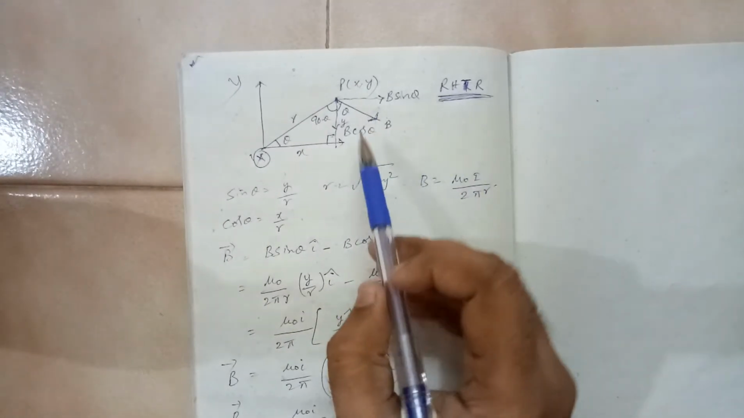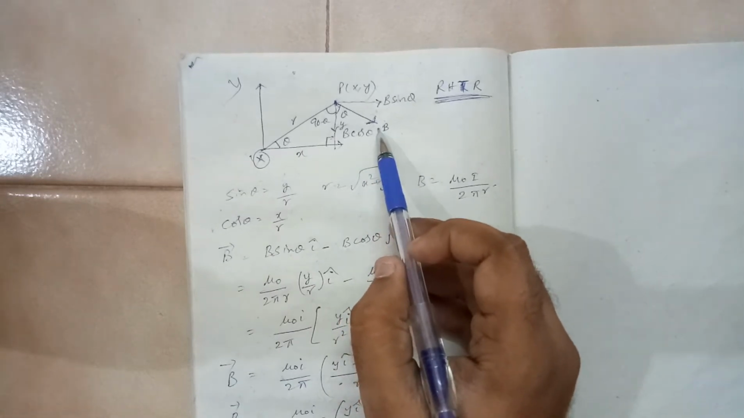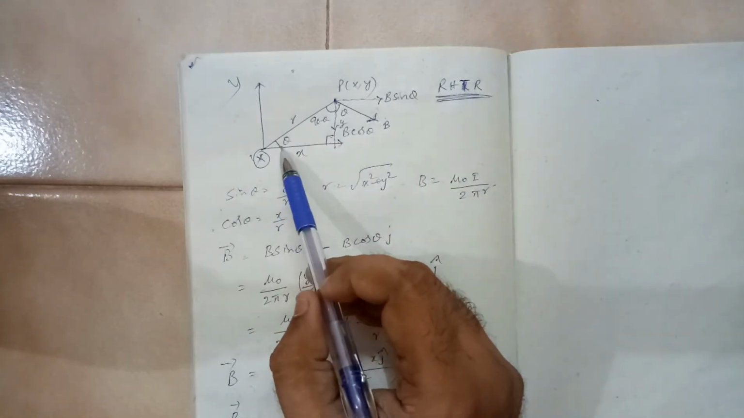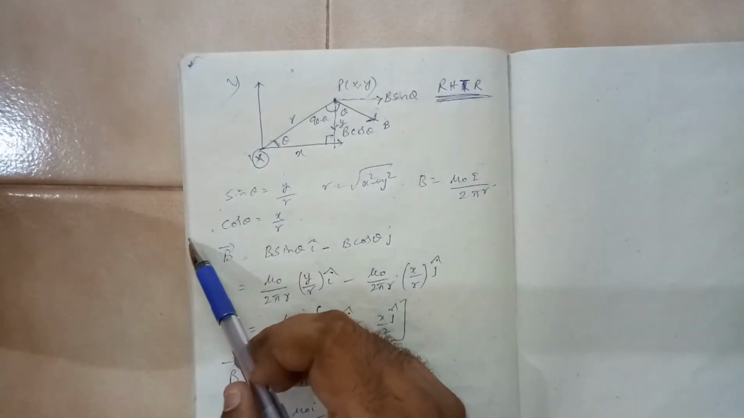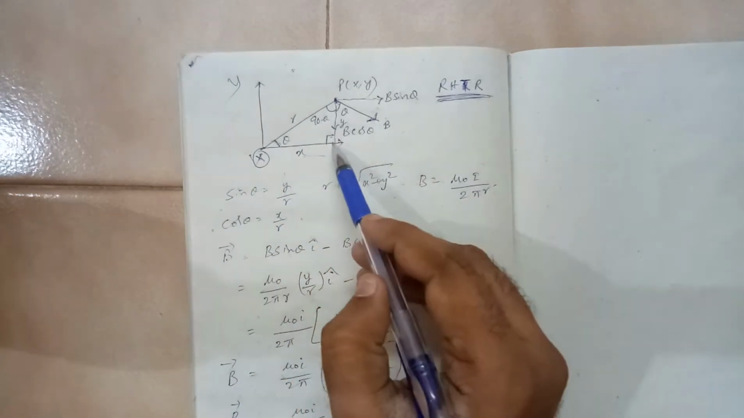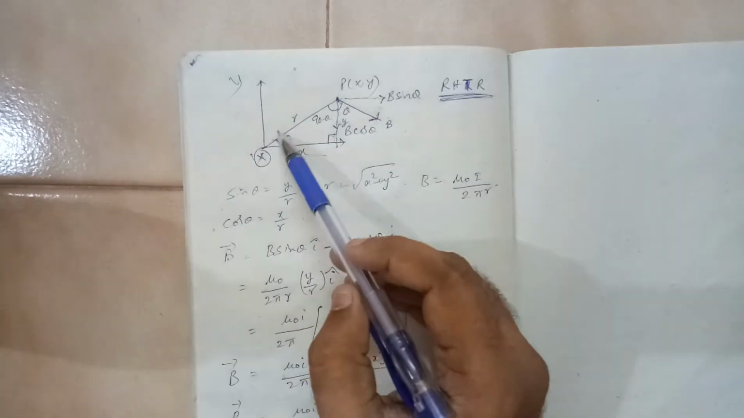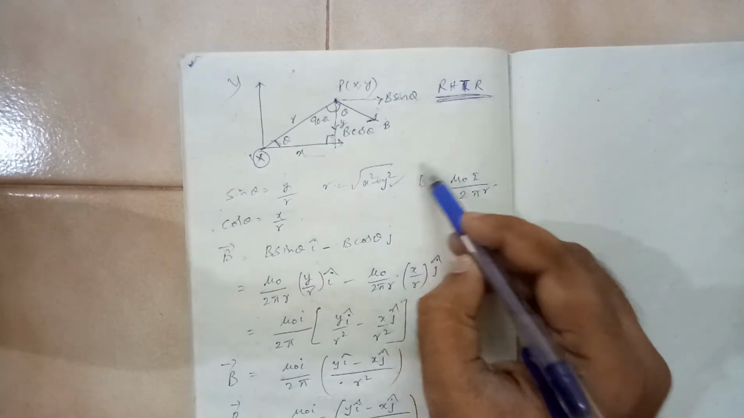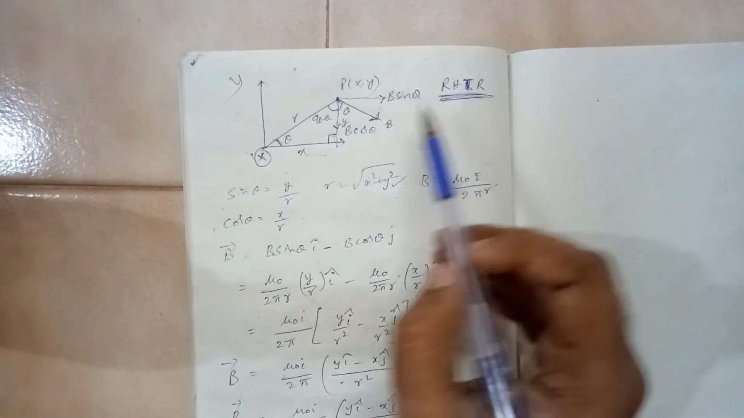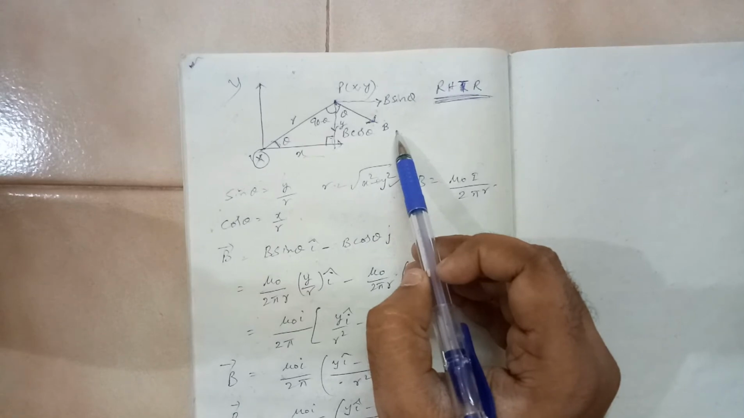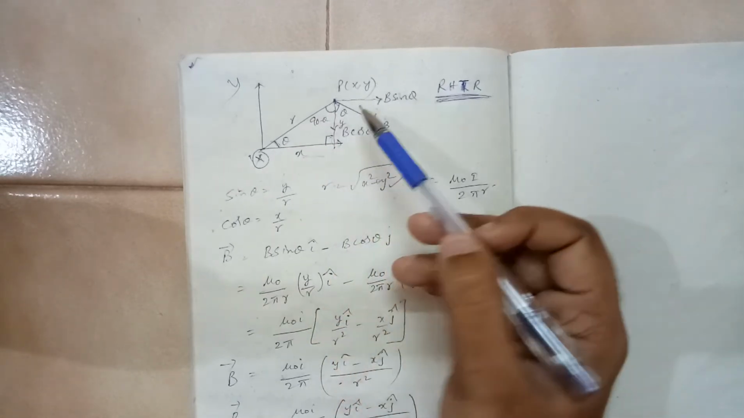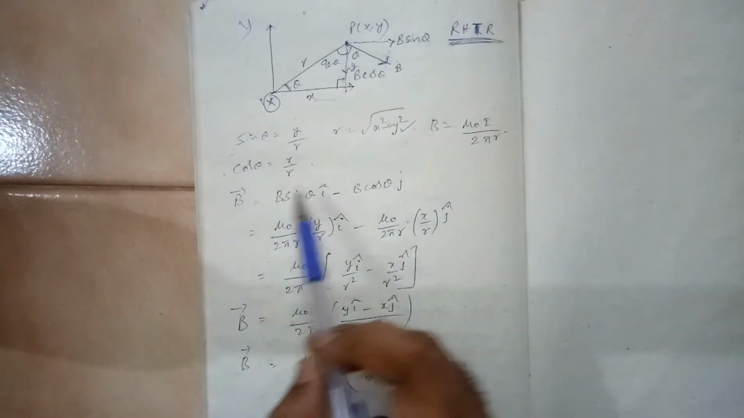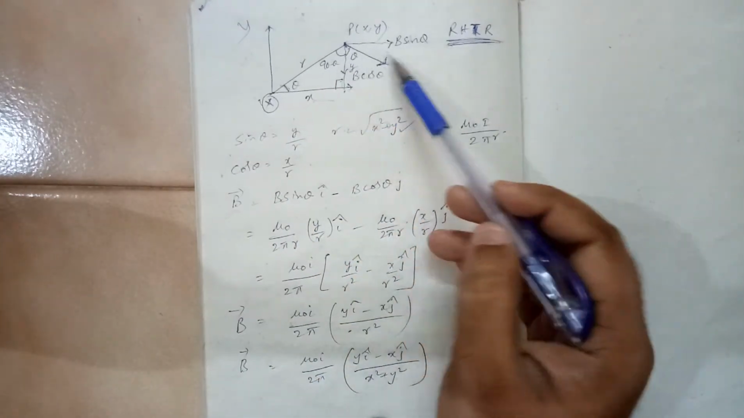Now we have to find the value of B. That means we are trying to find the B vector. So here, let us say it makes an angle theta with the x-axis. This is my x and this is my y. Let us say this is r, which is nothing but the hypotenuse. It is root over x square plus y square. Now if I resolve the components, I can get the B vector. How? The B vector is basically a resultant of these two.